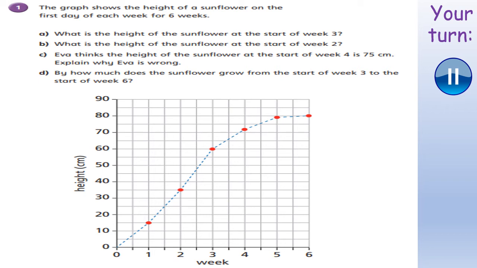C. Eva explains the height of the sunflower at the start of week 4 is 75 centimetres. Explain why Eva is wrong. And D. By how much does the sunflower grow from the start of week 3 to the start of week 6? Good luck!